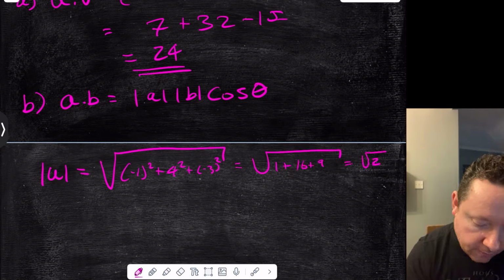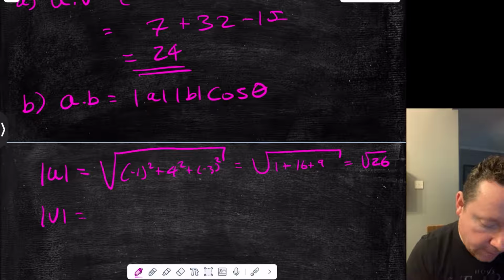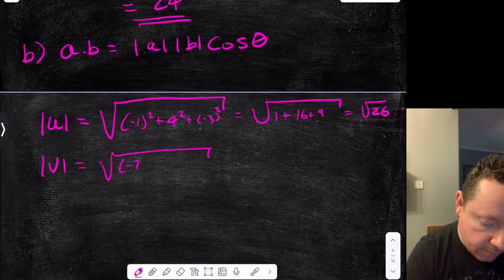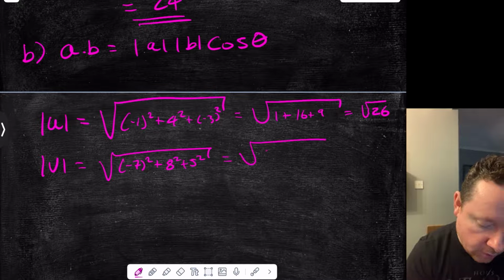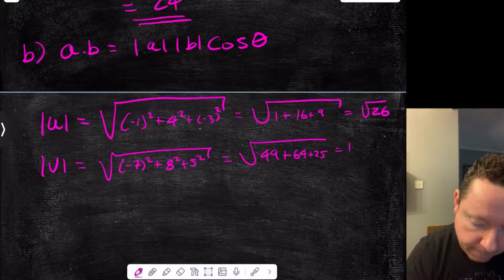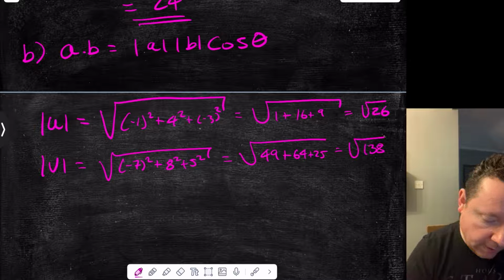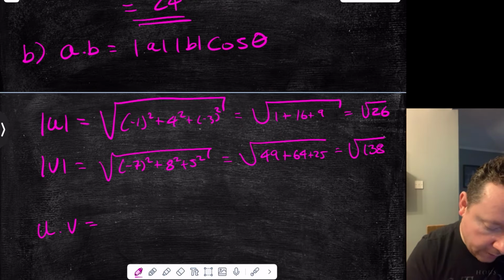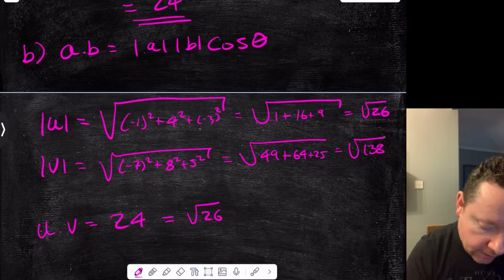That is root 26. And then the size of V is equal to the square root of -7 squared plus 8 squared plus 5 squared. 49 plus 64 plus 25. Use the calculator anytime you want. That's root 138. So that means that U dot V is equal to, we know that's 24. So 24 equals square root of 26, square root of 138, cos theta.